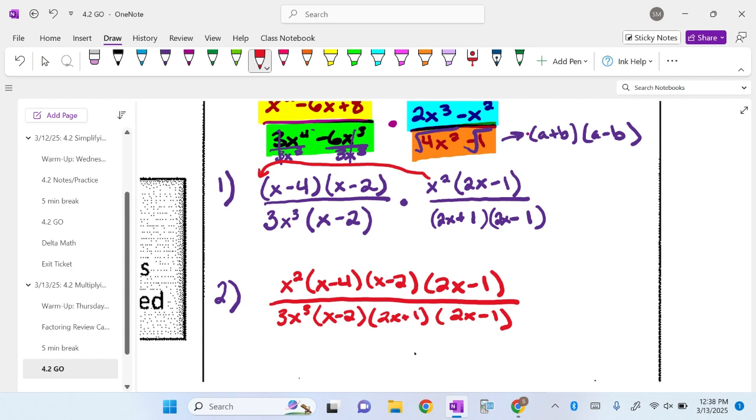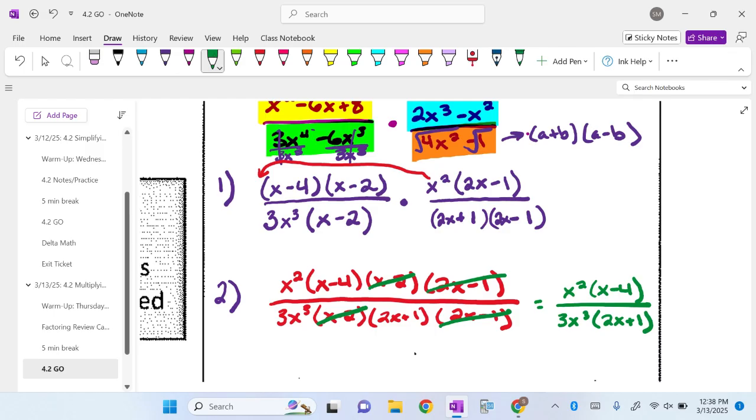So now we're at the step where we can start crossing things out. So what is one factor that I have in both the numerator and the denominator? X minus 2, so those go bye-bye. What's another factor that I have in both the numerator and the denominator? 2x minus 1. So those are really the only factors that I have in common. So then I'm going to write everything together again. So I have x squared times x minus 4 all over 3x squared, or 3x cubed, sorry, times 2x plus 1.